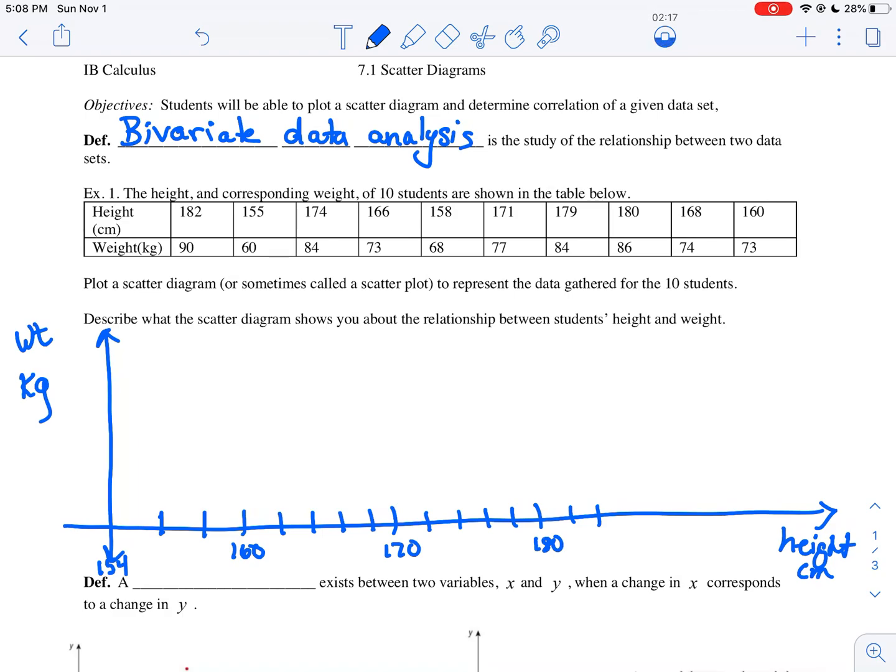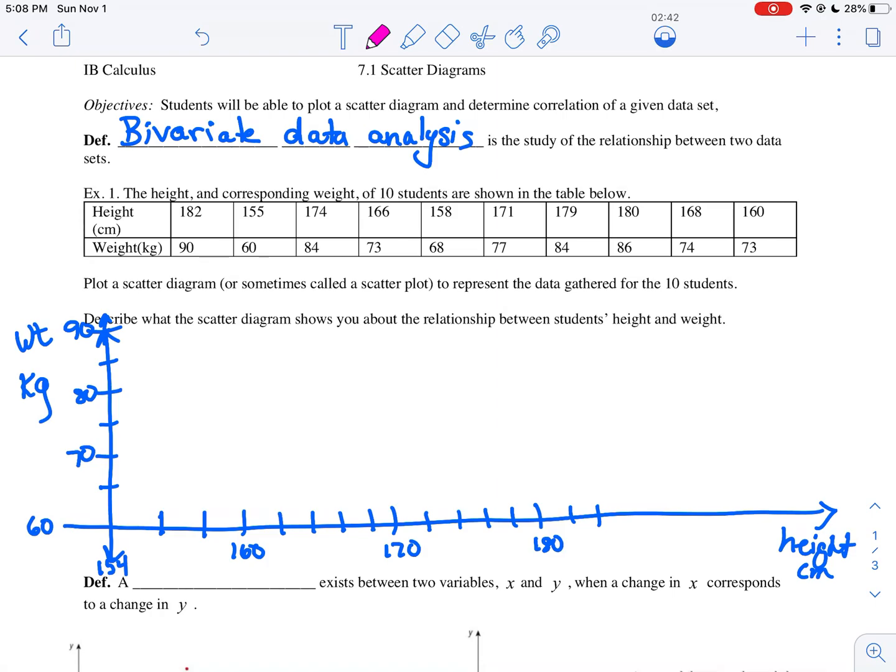And then let's look at the weights. The smallest weight I see is 60. I don't think it went above 90. Okay. All right. So a scatter plot just means you are literally going to plot dots here.